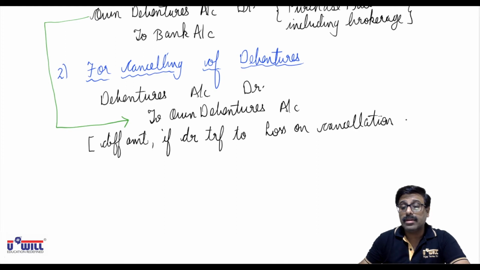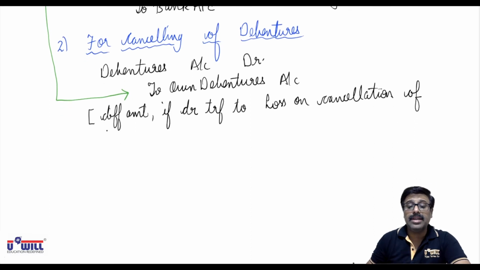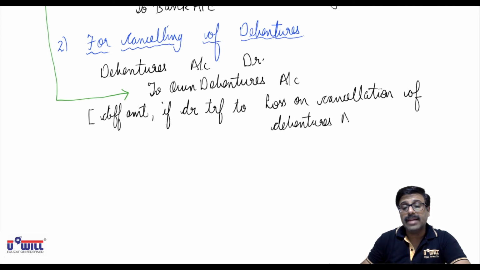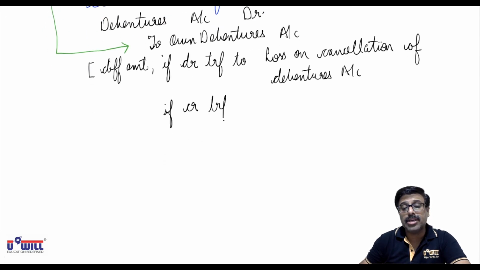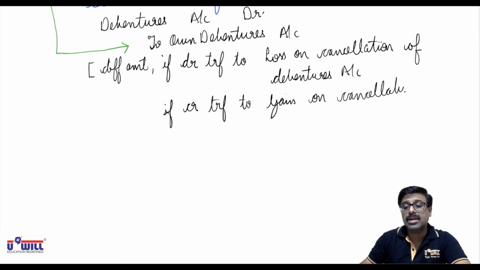I repeat, if the difference, the balancing figure, remains in the debit column, then transfer it to loss on cancellation of debentures account. And if it remains in the credit column, that means it's your profit, then you transfer it to gain on cancellation of debentures account. I repeat it again, listen carefully.